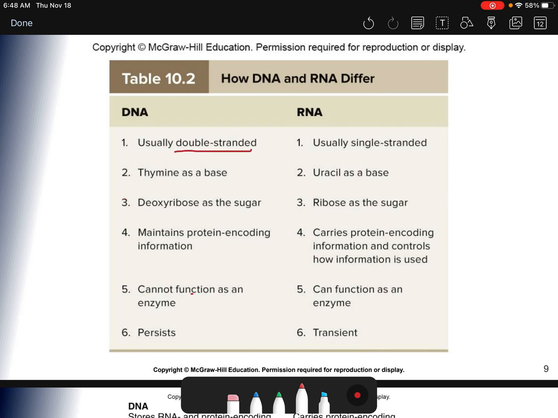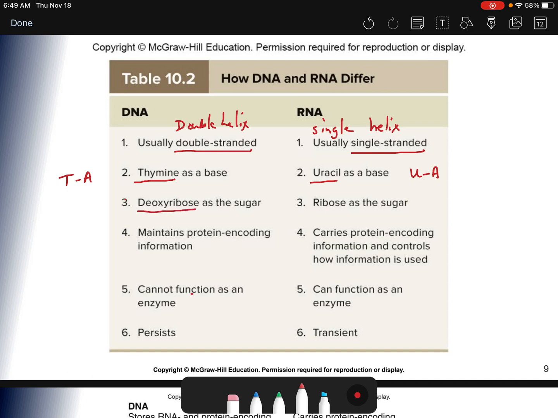DNA is double-stranded. We call it a double helix because it's twisted in that twisted ladder-like shape. RNA is single-stranded. It still has a helix shape, but it is a single helix. Okay? It has thymine as a base for DNA. RNA has uracil. So U is going to bond with A, just like T bonded with A over here. Uracil just replaces the T. Both of them will still have adenine, guanine, and cytosine.